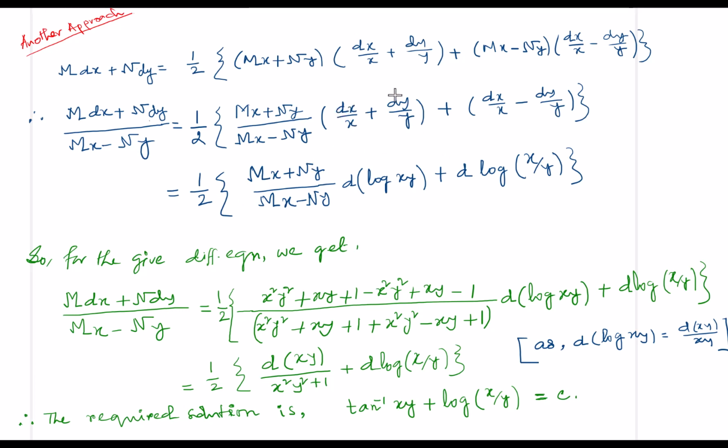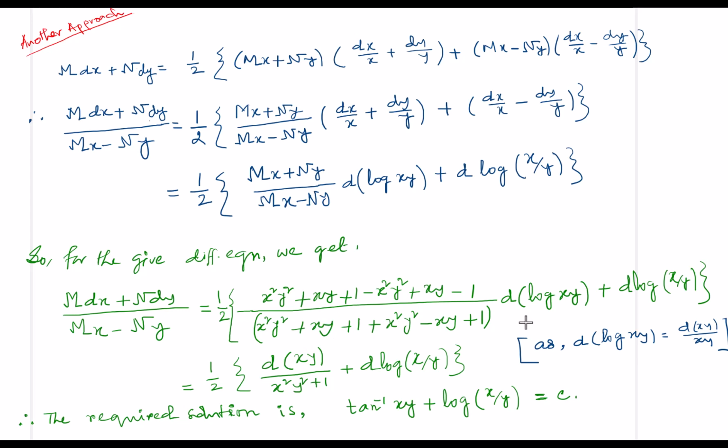Now you can express this term in the bracket as d log xy, and here you can express this as d log x by y. So for the given differential equation you get m dx plus n dy by mx minus ny equal to this. What is this? That is d log xy plus d log x by y. Now that is equal to 1 by 2.